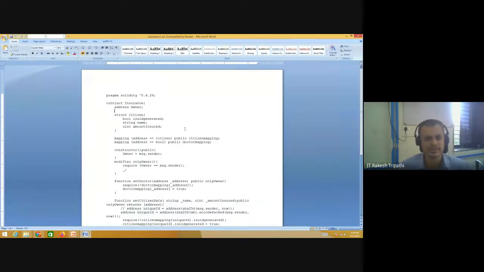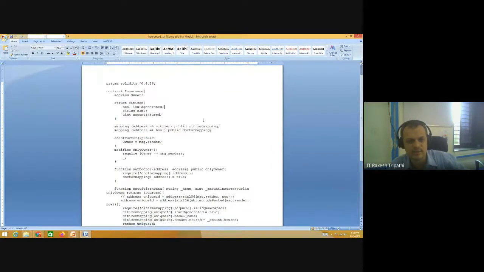So let us see what this code says. Can you see the screen? Yes, sir. So what we are doing, pragma is a directive to the compiler, and we are writing a contract called Insurance, and there is a variable called owner. So who owns that contract? Whoever deploys the contract onto the blockchain will be the owner. Generally the insurance company who is deploying will be the owner. And there's a citizen for whom we are having this insurance.